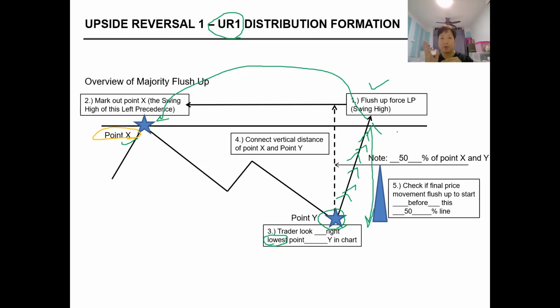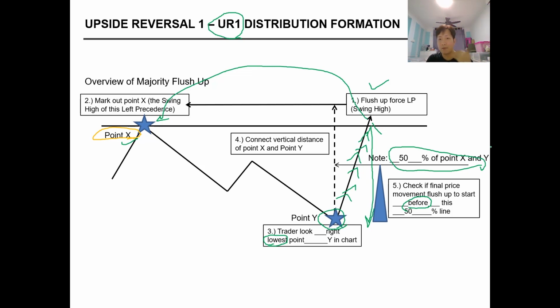The flush, the rapid price movement. It may not be a flush up bar. It could be a series of green bars, as long as what we want to see is that the angle of the price movement is steep. That means it's a rapid price movement that is steep, that forces the top. And the start of the flush must begin before the 50% line. So imagine the 50% line of the X and Y here. It's like a car. You want the car to accelerate beyond the 50% mark. So the greater distance that the car accelerates, the more powerful and potent the flush up to force the top will be.